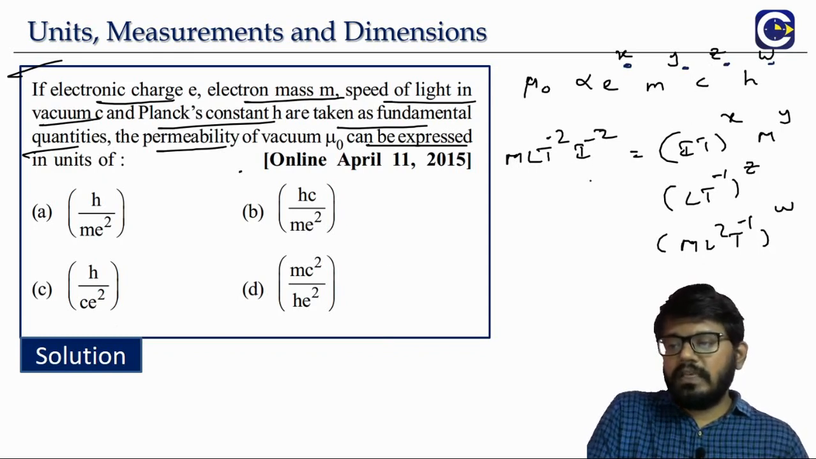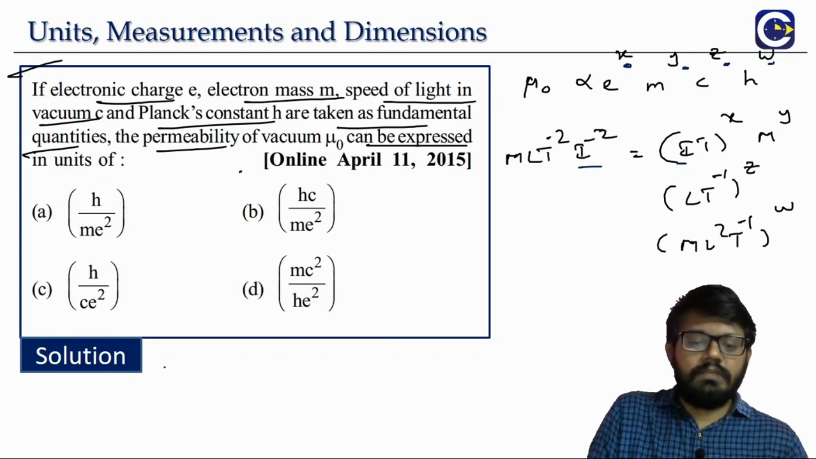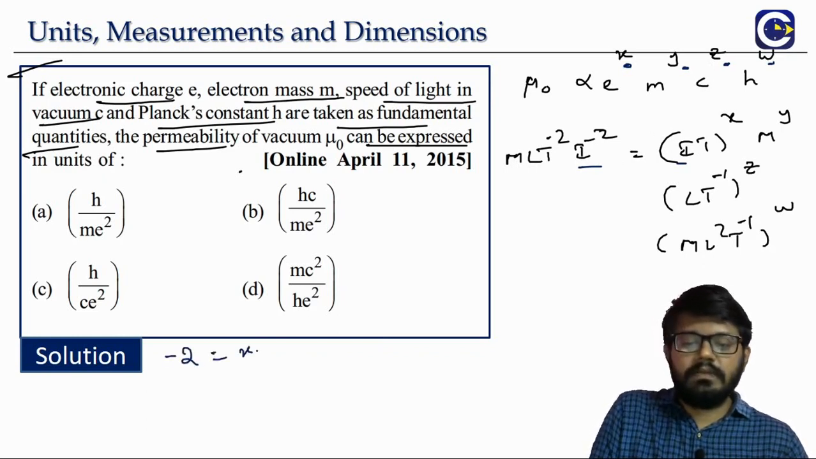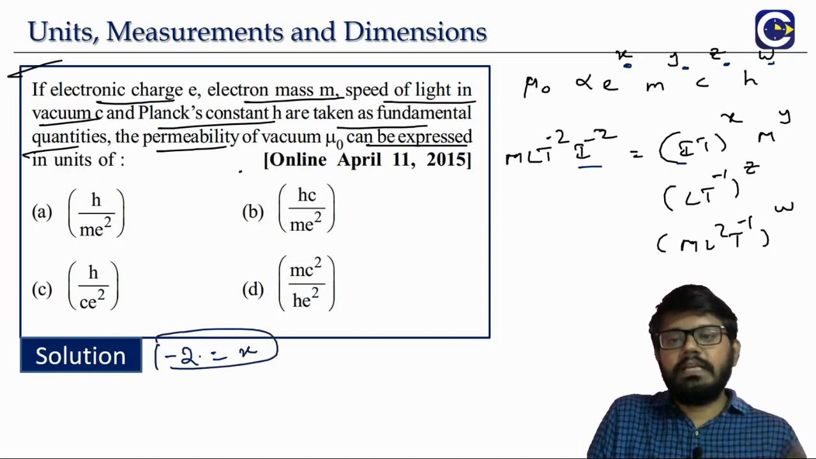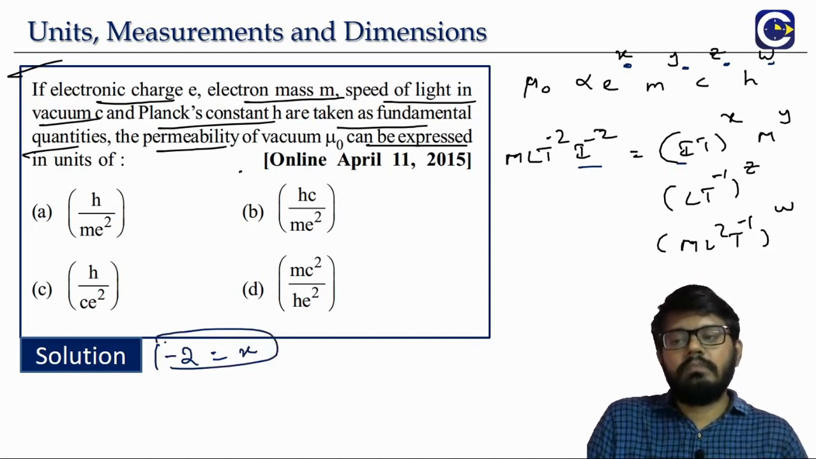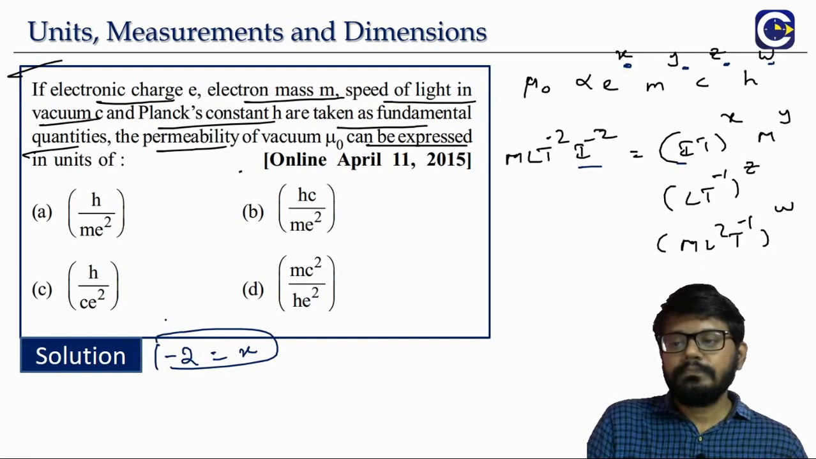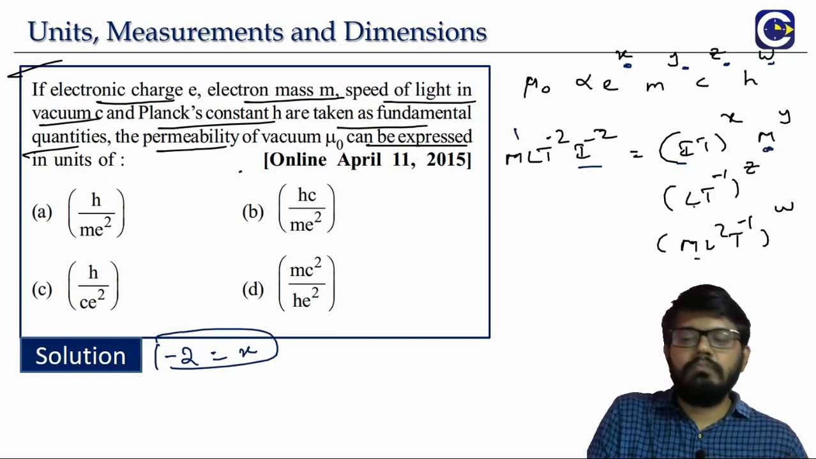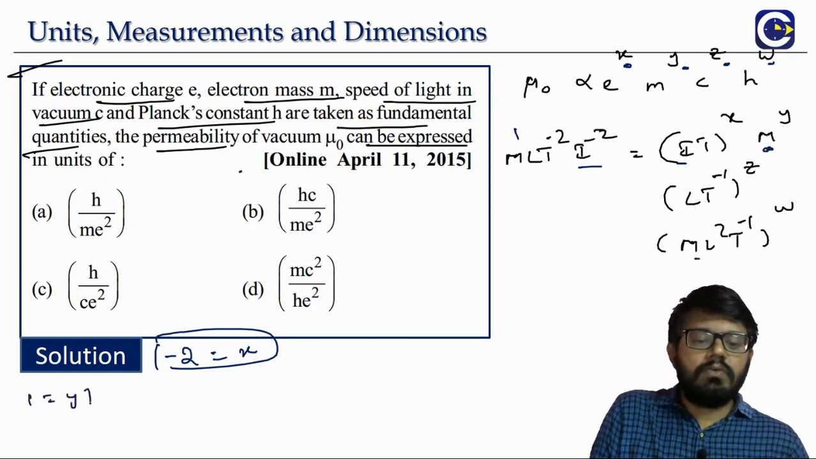See, first thing is that I comes only in one term. Left side I power is minus 2. Right side it is I power X. Straight away we will know the value of X. X is equal to minus 2. Then we will compare the power of M. M is 1 here. On the right side M is coming as M power Y and also M power W, which means 1 is equal to Y plus W. Let us call it equation 1.